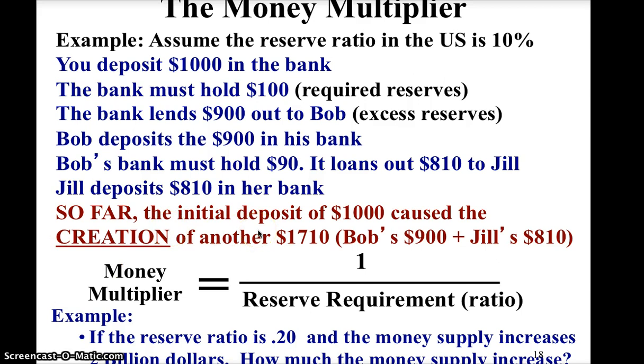And here's an example. If the reserve ratio is 20% and the money supply increases by $2 billion, how much does the money supply increase? Okay, so pause that and try to work that out. And if you're coming back now, a reserve ratio of 20% is going to have a money multiplier of 5, right? 1 over 1/5 is going to equal 5. And so that $2 billion is going to multiply into $10 billion of money floating around there in the economy.